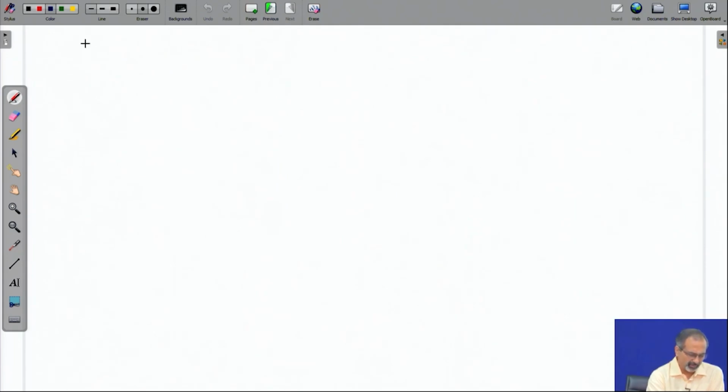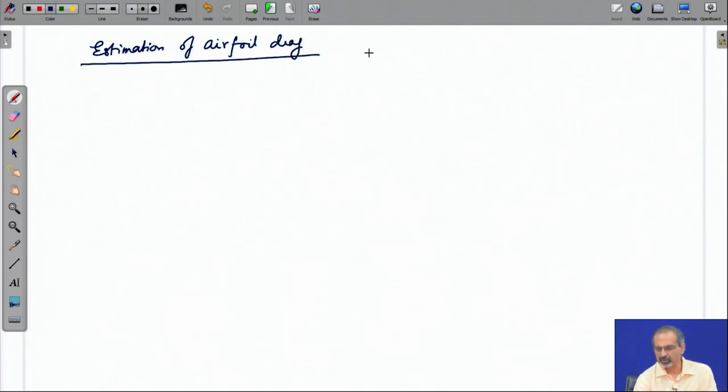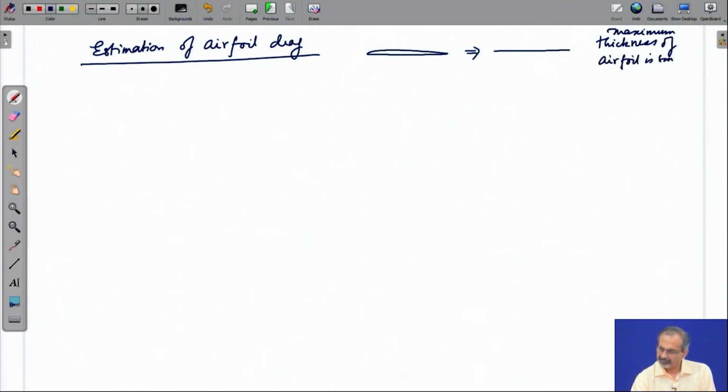Let us do a small problem where we can do a bit of an estimation of airfoil drag by considering some simplifications. So, we are talking about thin airfoils, and it will not be a very big approximation if we start off our calculations by assuming that we can approximate it to a flat plate, provided that the maximum thickness of the airfoil is small and alpha is also small.